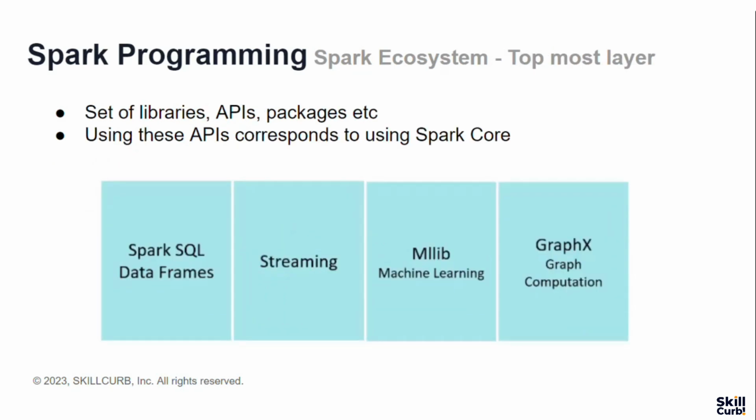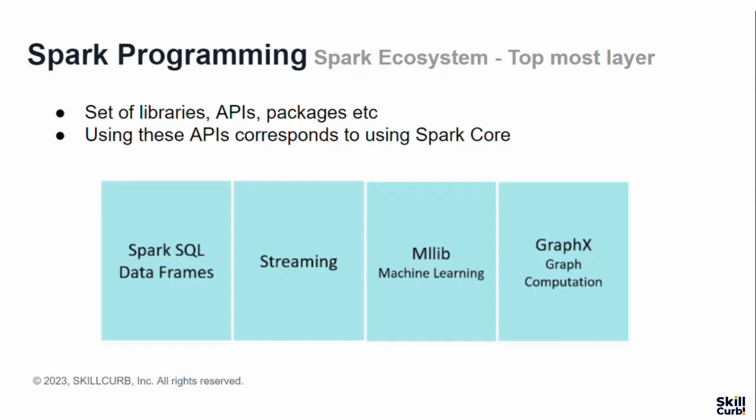Now let's talk about the topmost layer, which is the prime area of interest for most of the Spark developers. This layer consists of a set of libraries, packages, APIs, etc. When you use any of these libraries or APIs, you will actually be using the underlying Spark core, and ultimately things will go to the Spark Compute Engine. This layer is divided into four categories to support four different types of data processing requirements. But things are going to overlap in most of the real life projects.